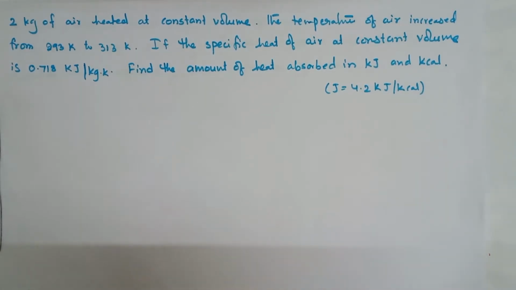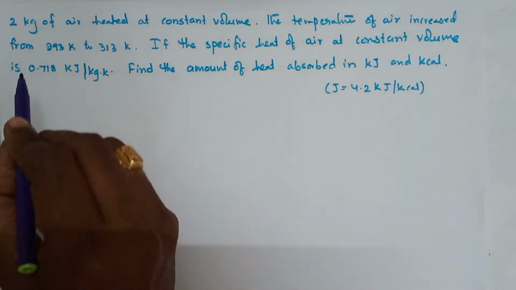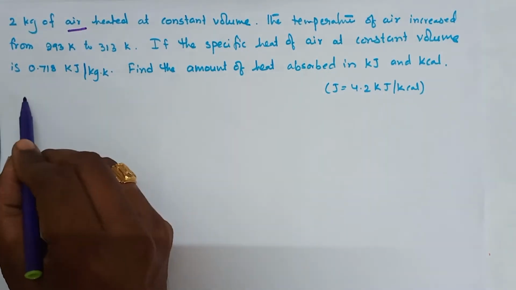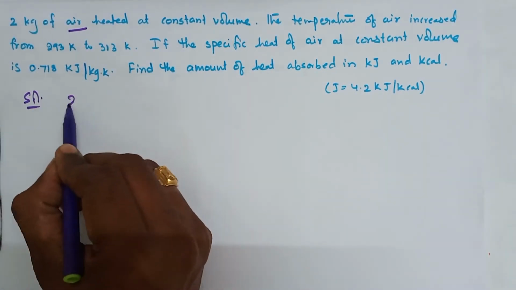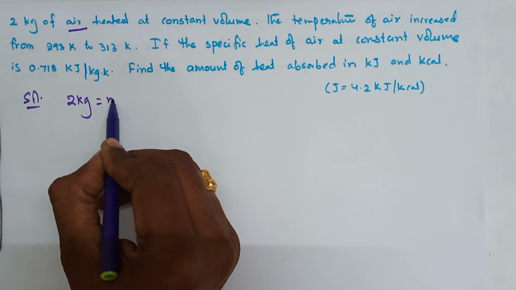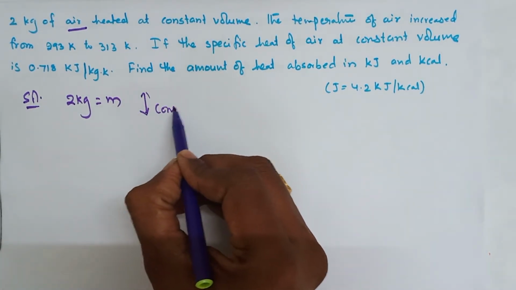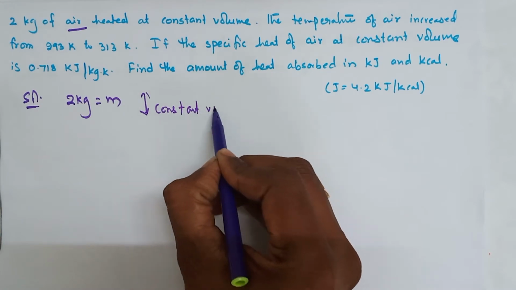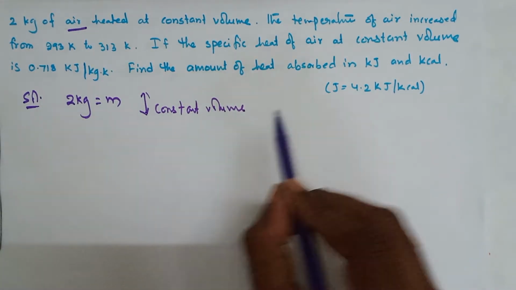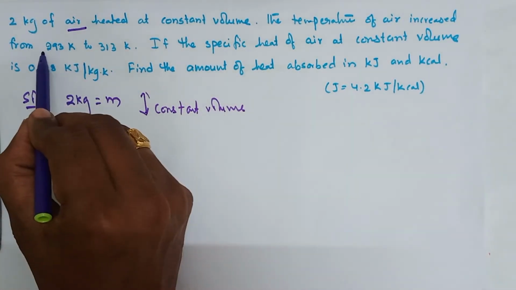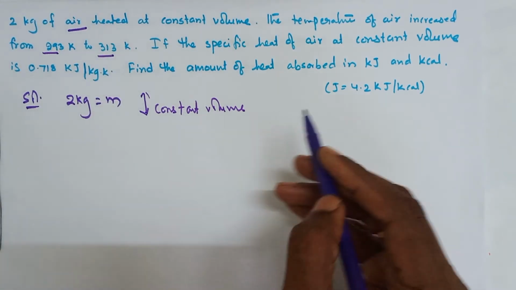Some more problems to be done. Some leftover problems are there here. The problem: 2 kg of air. What is that? This is gas. 2 kg of air, which is called mass, at constant volume. The temperature of air is increased from 293 Kelvin to 313 Kelvin.